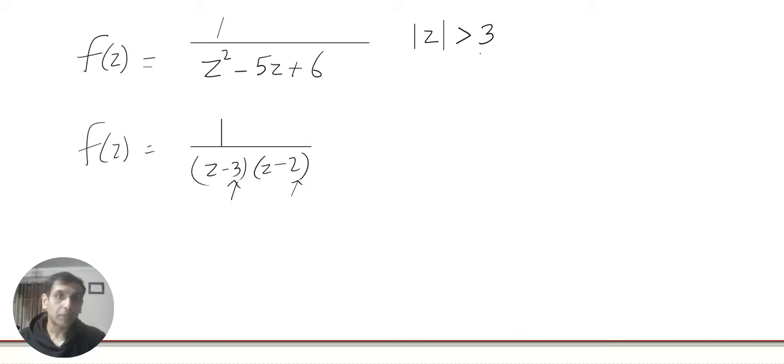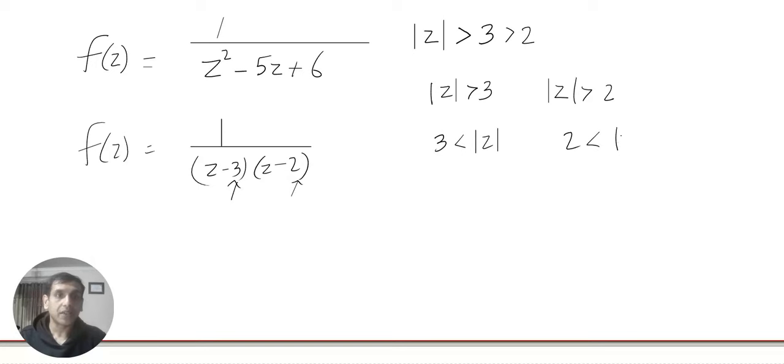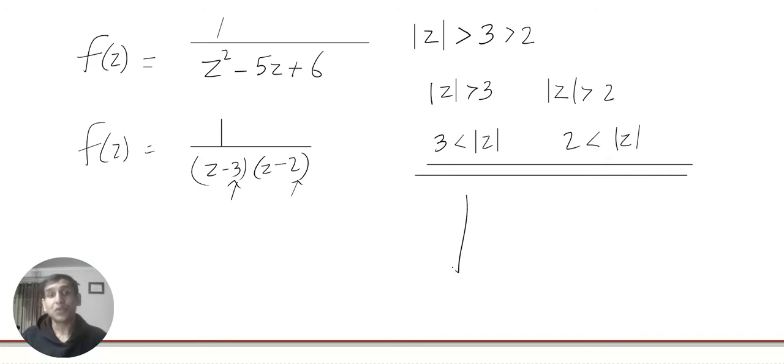So I'm going to assume, or I know 3 is a number bigger than 2. So I got 2 inequations, mod z greater than 3, mod z greater than 2. Now I have to write it in the form less than, 3 less than mod z, 2 less than mod z. Now the remaining you try it yourself and put the answer below in the comment section.